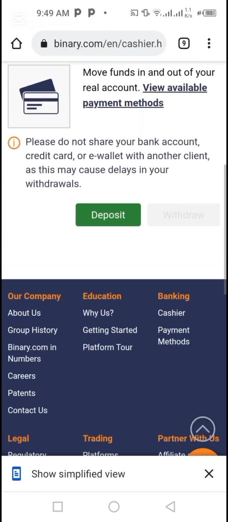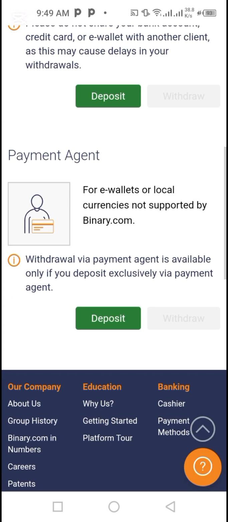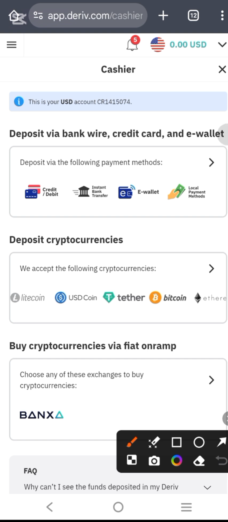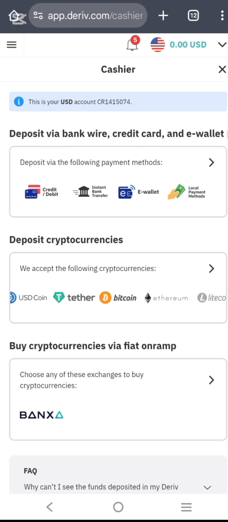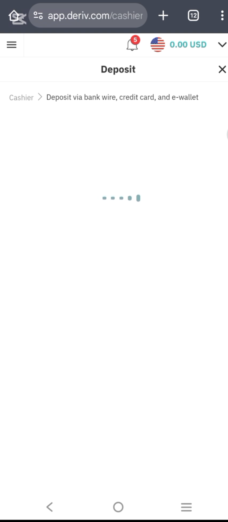Deriv is the only trading platform that offers you instant withdrawal after you have made your profit. You can literally go over to the cashier and click on withdrawal, and in less than 1 hour your money should be in your bank account.